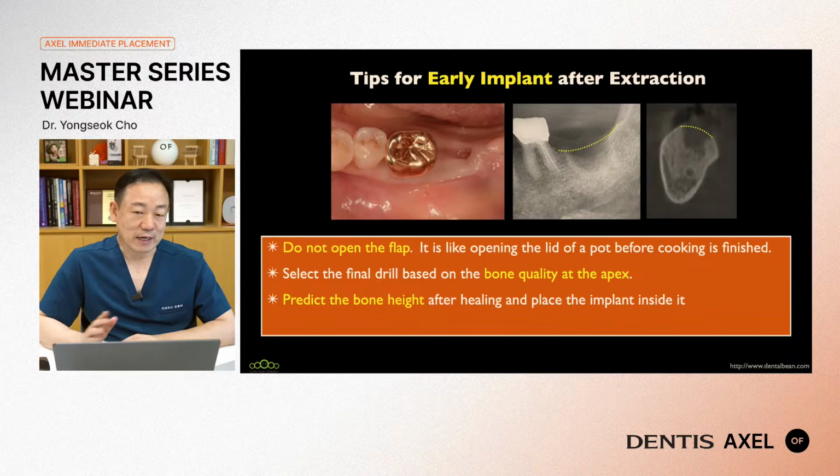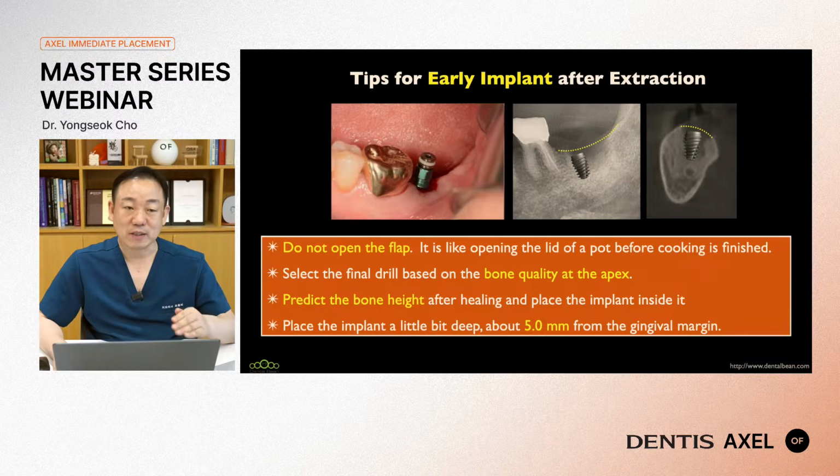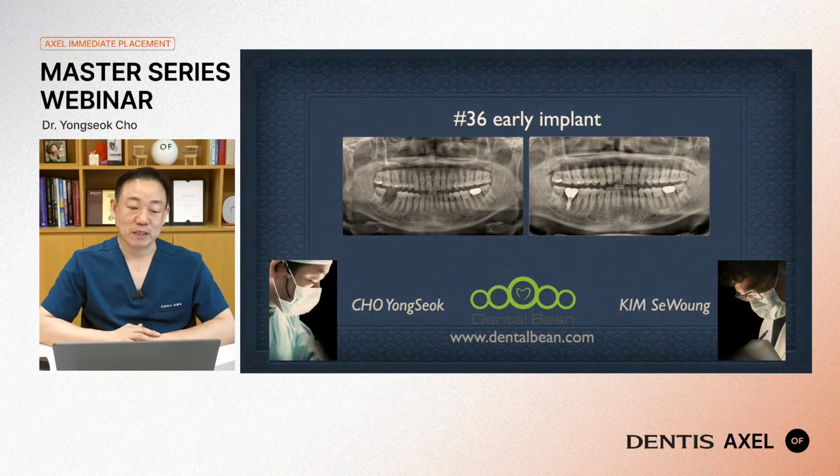Predict the bone height after healing and place the implant inside it. We can imagine how much bone will heal. Then your implant should be positioned within the expected bone. And it is better to place the implant a little bit deep, about 5 millimeter from the gingival margin. Let me show a case of early implant placement.